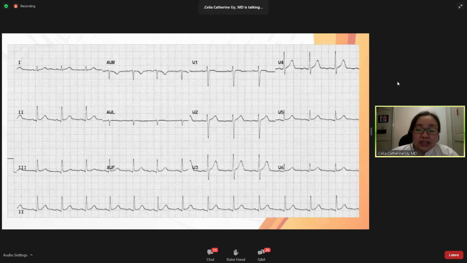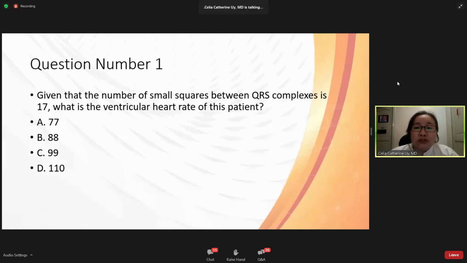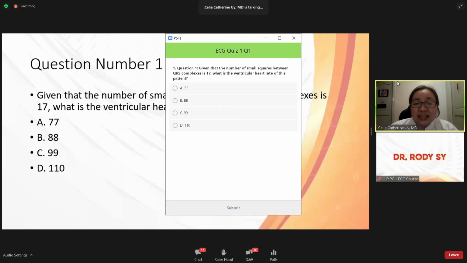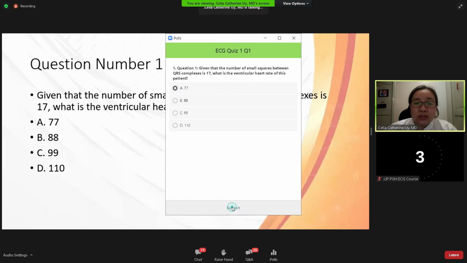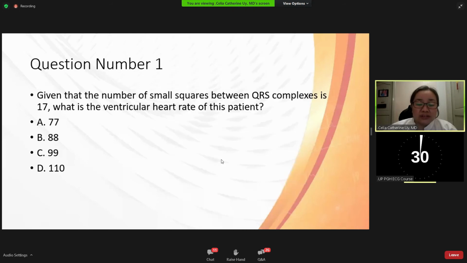So take a look at this ECG. Okay, and this is our first question. Given that the number of small squares between QRS complexes is 17, what is the ventricular heart rate of this patient? Here are your choices. A, 77, B, 88, C, 99, D, 110. The poll is up. Please vote. Key in your answers.